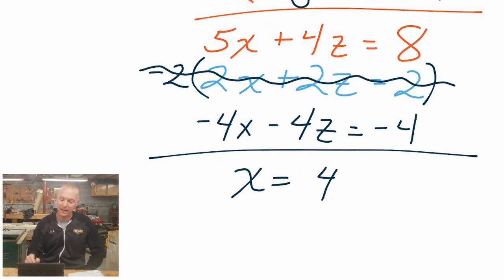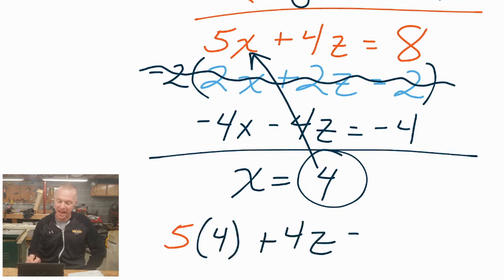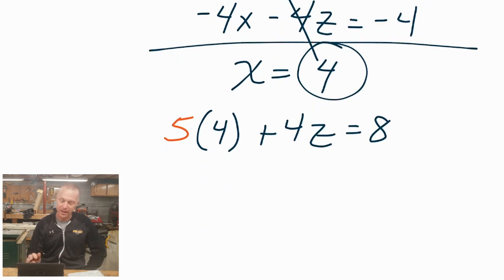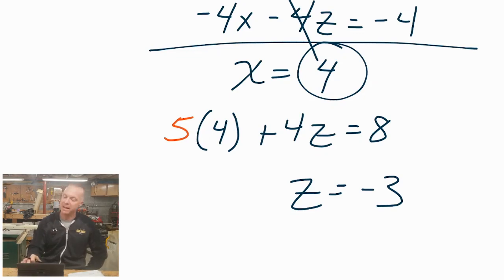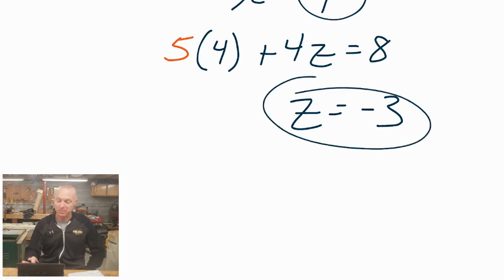If you plug 4 back in for x, maybe you plug it back into the top equation, then I'm pretty sure I'm going to get 20 out of that. And 4z equaling 8. I think if you subtract and solve that, you're going to end up with z equaling 3. Is that right? No, -3. Good catch there. And was your y value a decimal or fraction? It should be.